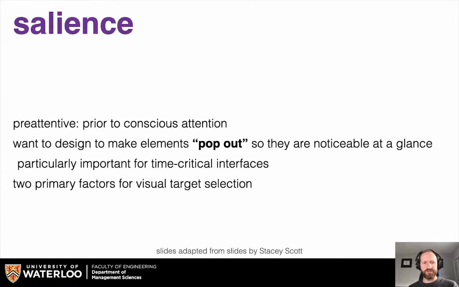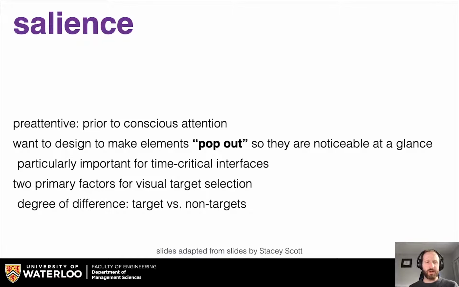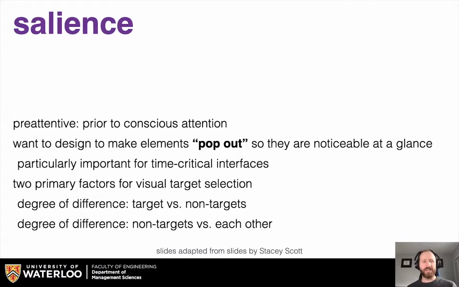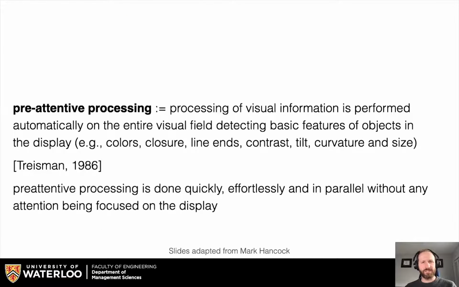There are two primary factors for visual target selection. The first being the degree of difference between the target and non-targets, and the second being the degree of difference between non-targets and other non-targets. We'll cover this in a second. First, let's talk about pre-attentive processing.